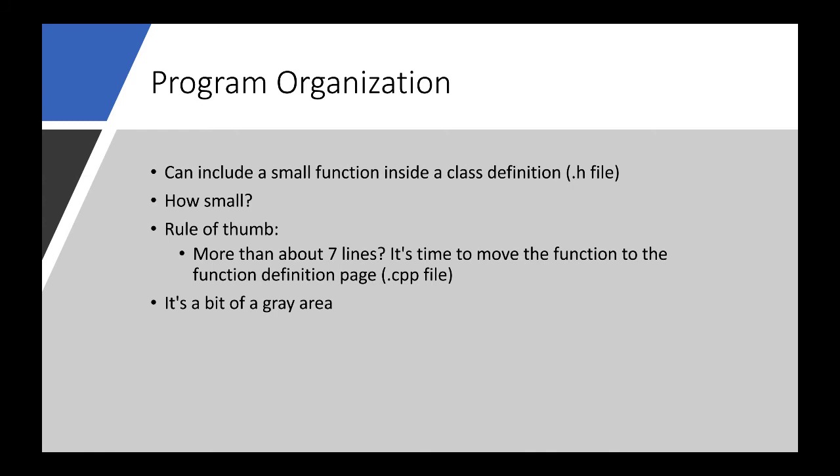In my class definition, I personally do not like to have functions that have more than 4 lines. But the rule of thumb says about 7 lines. If you start to get to that amount, it's time to move your function to the .cpp file. So it is a gray area. There's no hard rule. Wherever you are employed or however you decide to program, that's where they're going to make that final call. But it is a common rule of thumb to keep large functions out of header files or outside of your class specification.